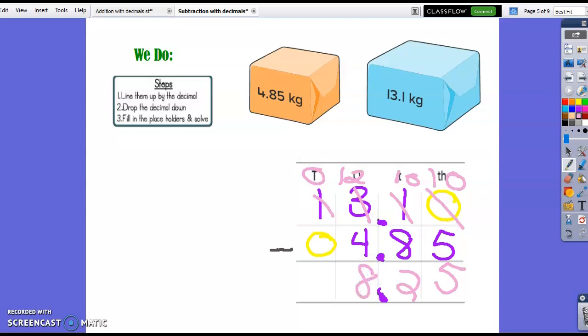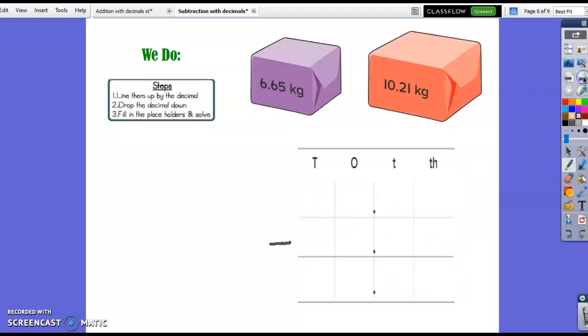Now pause the video here, make sure that your answer is correct, and you've checked to make sure that you've done everything correctly. Fix whatever needs to be fixed here. We're going to practice 2 more here, and I'm hoping we can stick to time.